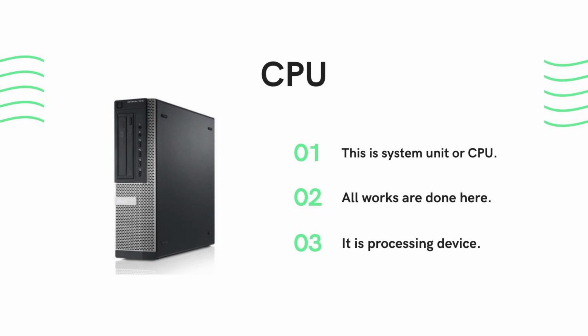CPU. It is the processing device of a computer. This is the brain of the computer. It is also known as system unit. All processing work of a computer is handled by CPU. What is the full form of CPU, children? Okay, tell me. Central Processing Unit.